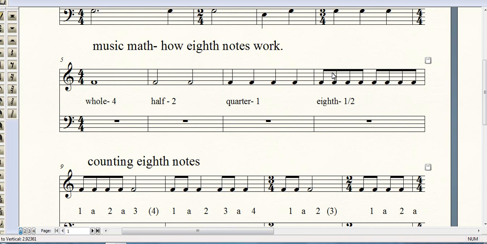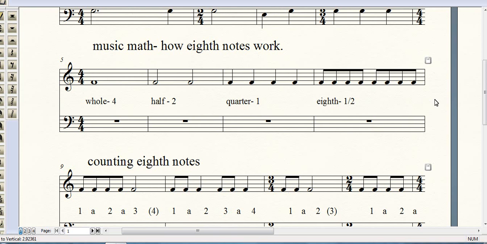Now here, it's very important not to get confused. An eighth note does not get an eighth of a count. It gets half of a count. The reason it's called eighth, let's just remember our basic fractions here. A whole is 4, so therefore a half is 2, so therefore a quarter is 1, and therefore an eighth is 1/2. So always remember there's a difference between what we call the note and the count value that it gets. That may be confusing to some people, but that's just something you have to accept. That's just how music works.